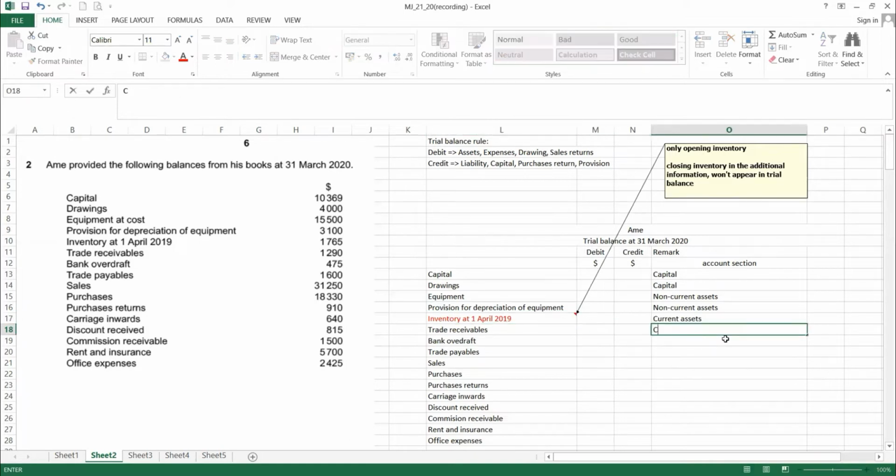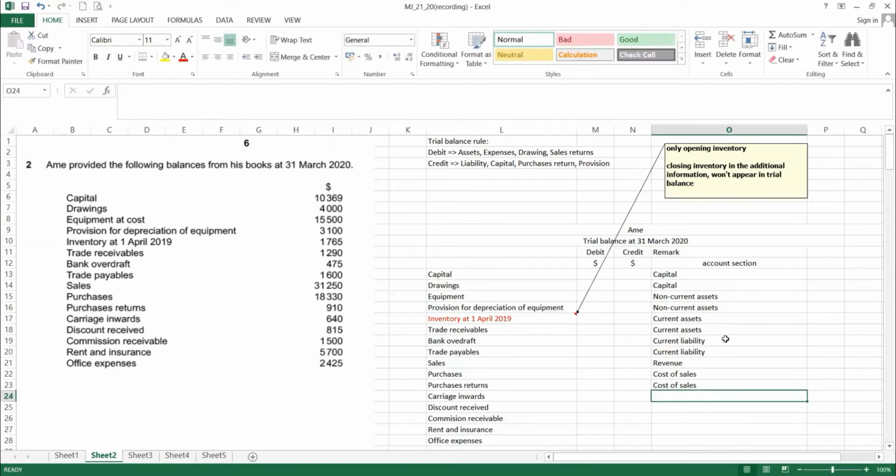Trade receivable, current asset. Bank is a current asset. If they put bank overdraft, that means this is a current liability. Okay, next, trade payable is a current liability. Sales is under the revenue section. Purchases under cost of sales. Purchases return reduces the purchases, so it is under the cost of sales section. Carriage inward. Okay, what is the difference between carriage inward and carriage outward?